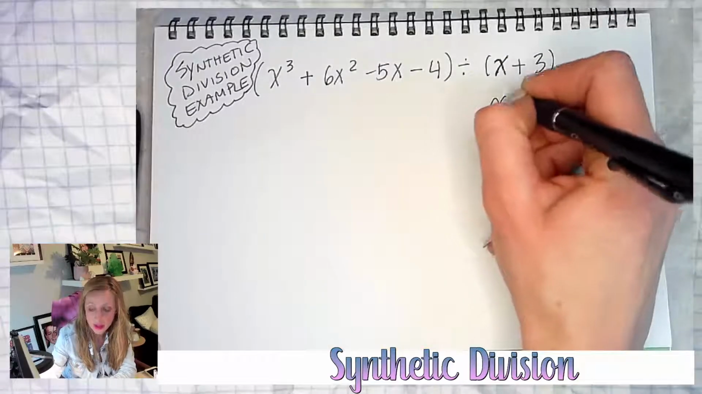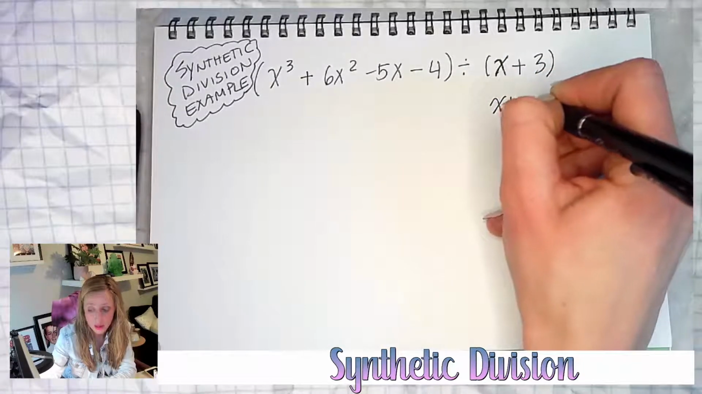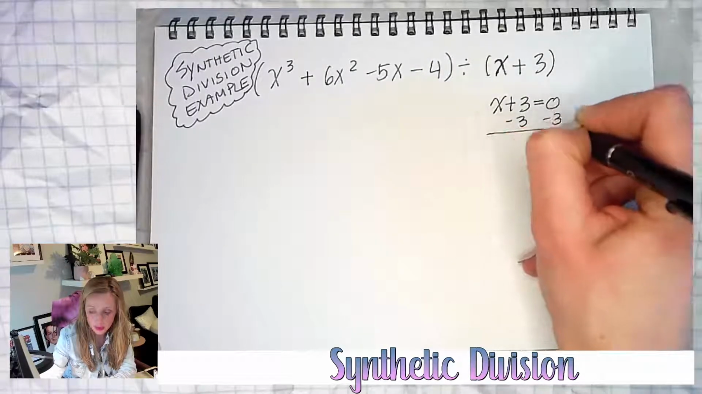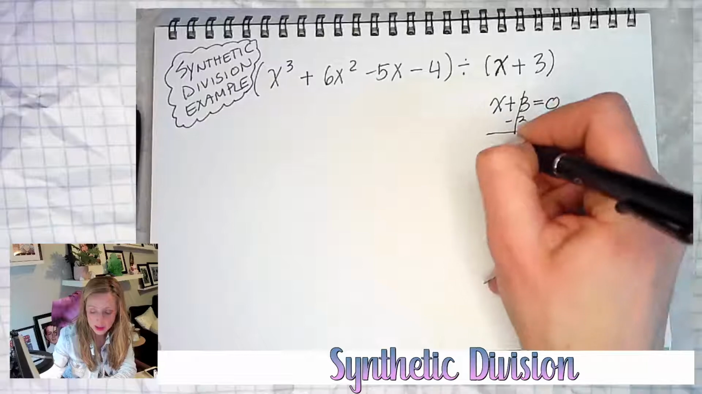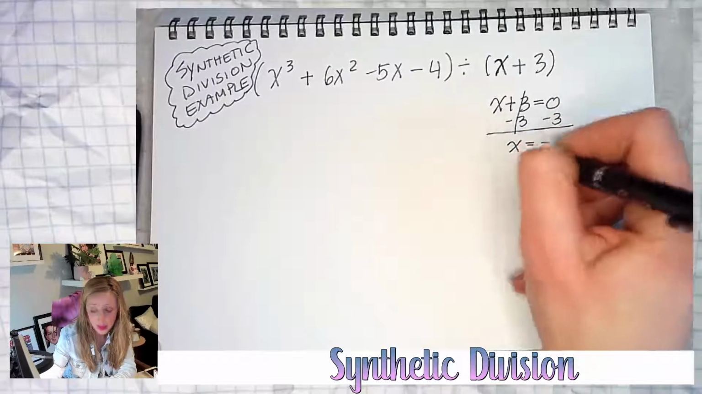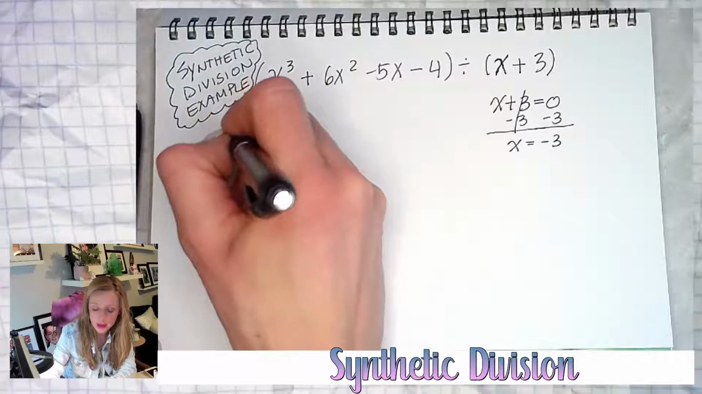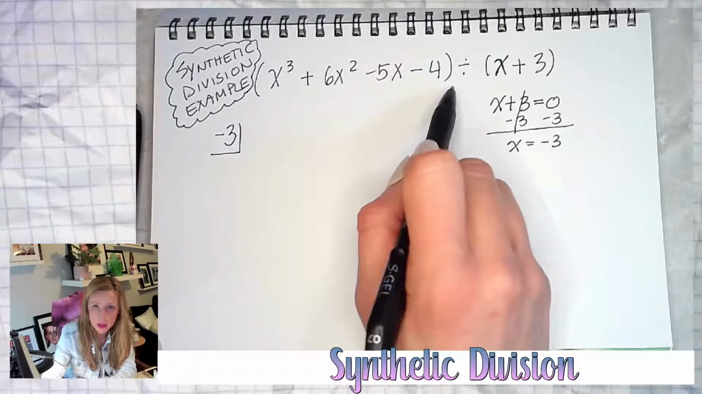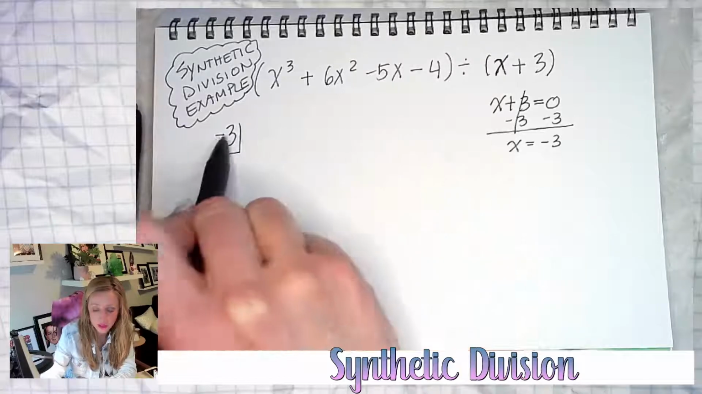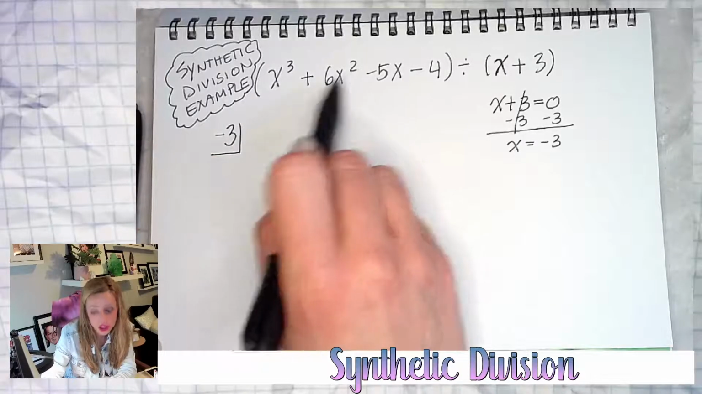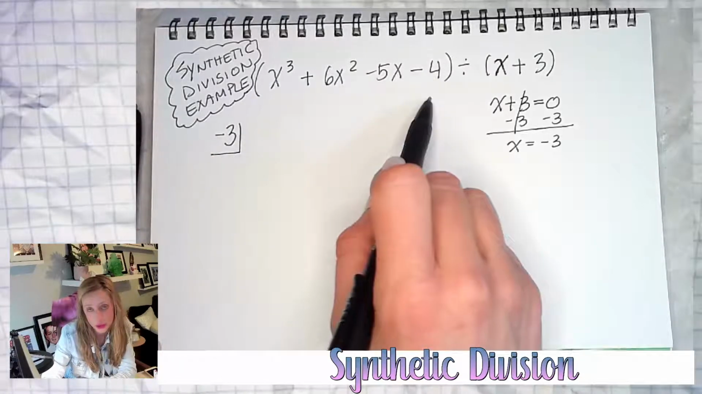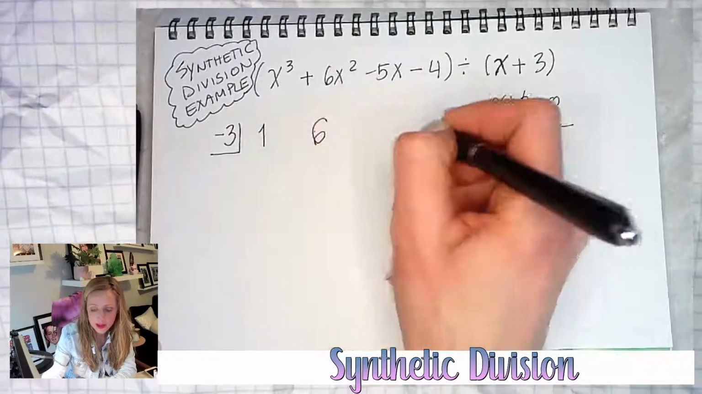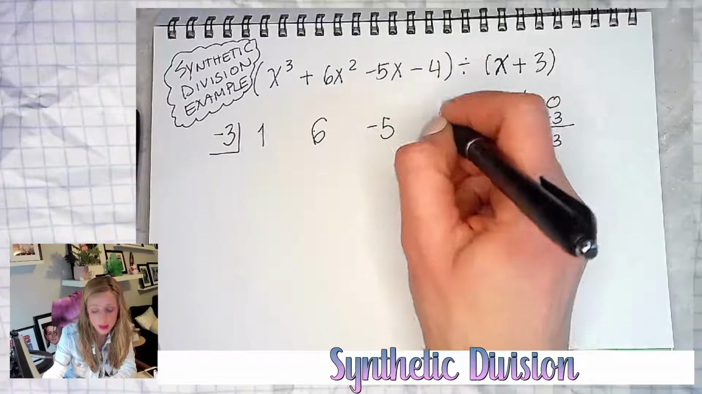Next, take the divisor, or the thing we're dividing by, set it equal to 0, solve for x. Subtract 3 from both sides, so x equals -3. -3 is going to go in the top left corner here in a little box. Then across the same horizontal line over here, we're going to put the coefficients of all of these terms. 1, 6, -5, and -4.